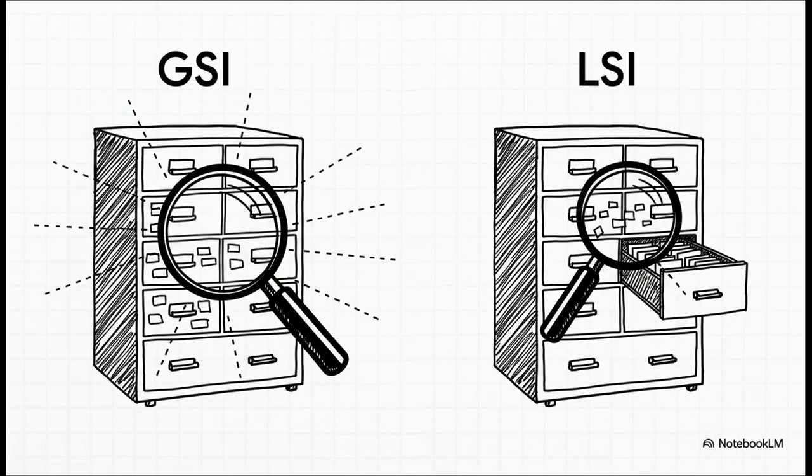A global secondary index, the GSI, is the most flexible. Think of it as a completely new, separate filing cabinet for your entire dataset, just organized in a different way. A local secondary index, or LSI, is a bit more specialized. It helps you sort the files within a single drawer of your main cabinet, making it faster to find things that are already grouped together.